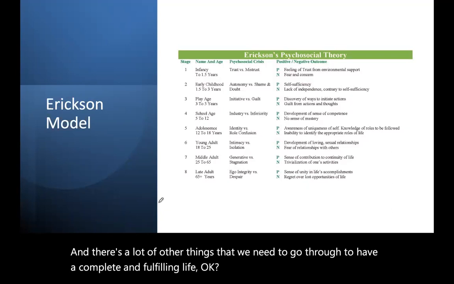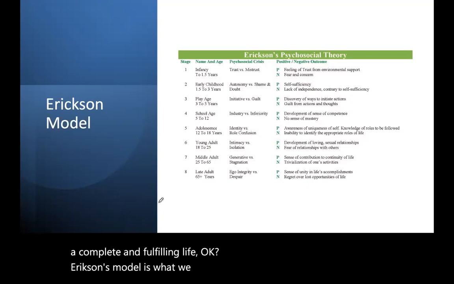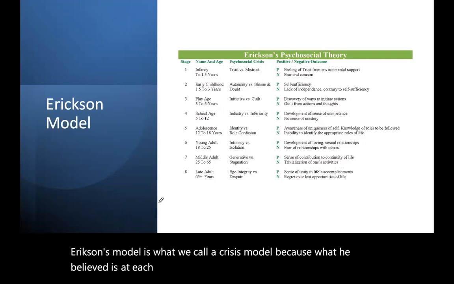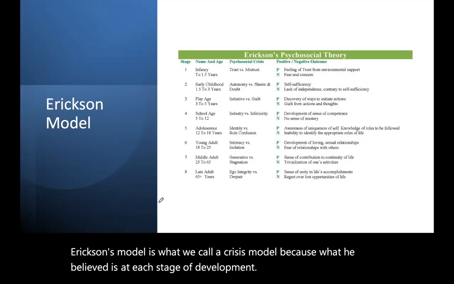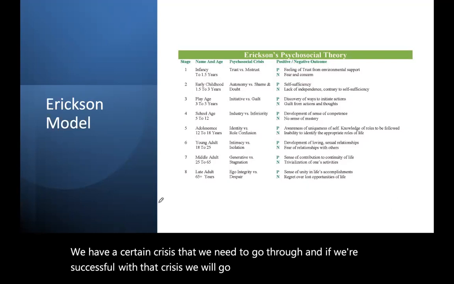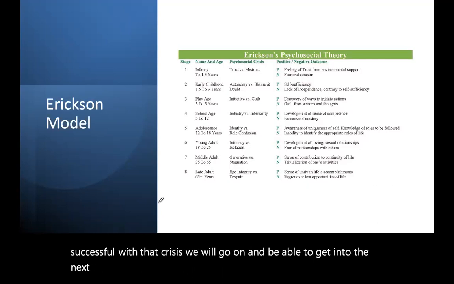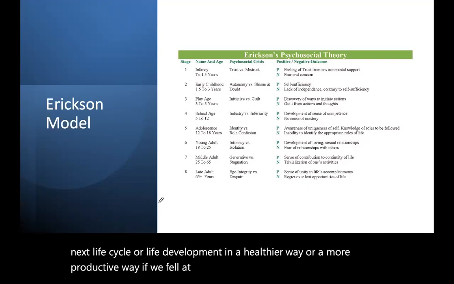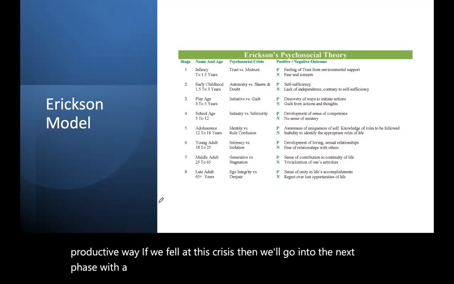Erikson's model is what we call a crisis model, because what he believed is that at each stage of development, we have a certain crisis that we need to go through. And if we're successful with that crisis, we will go on and be able to get into the next life cycle or life development in a healthier way or a more productive way. If we fail at this crisis, then we'll go into the next phase with a deficit, okay?